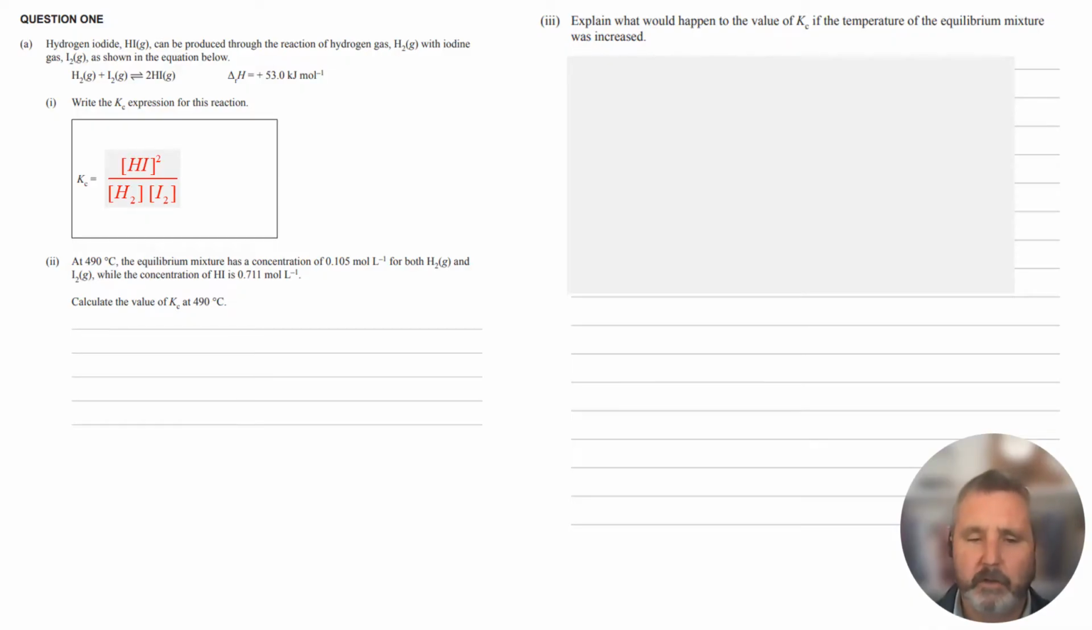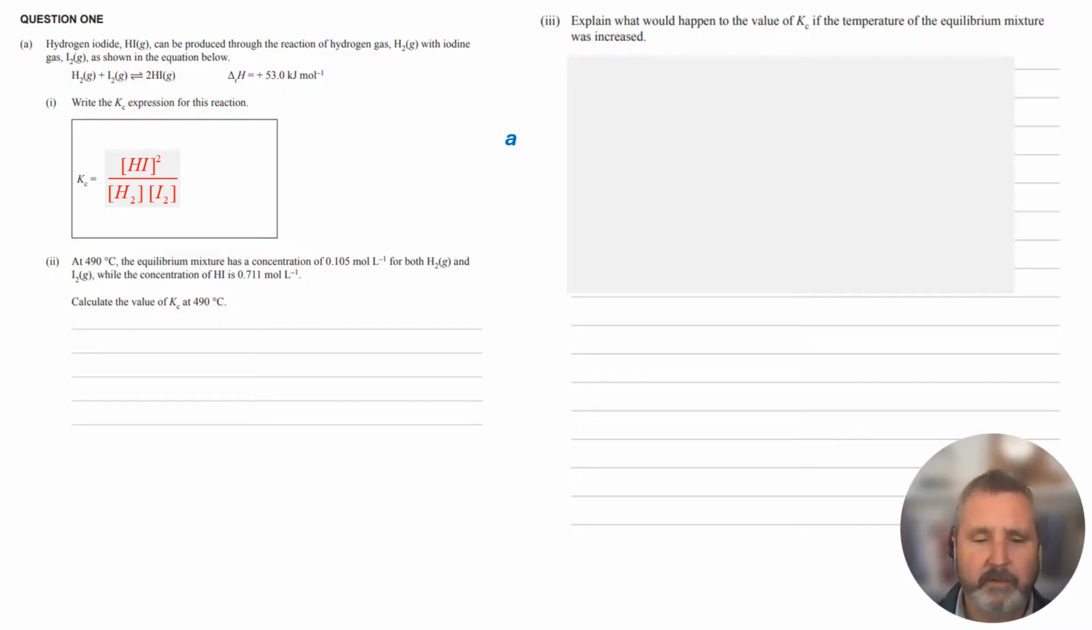Important thing to note is Kc expressions always have square brackets around them. You don't include the phases, or the gas, solid or liquid, here. And make sure that you don't put anything between these square brackets. Often a mistake that people make is to put addition signs between them because they get confused when they transfer from the equation.